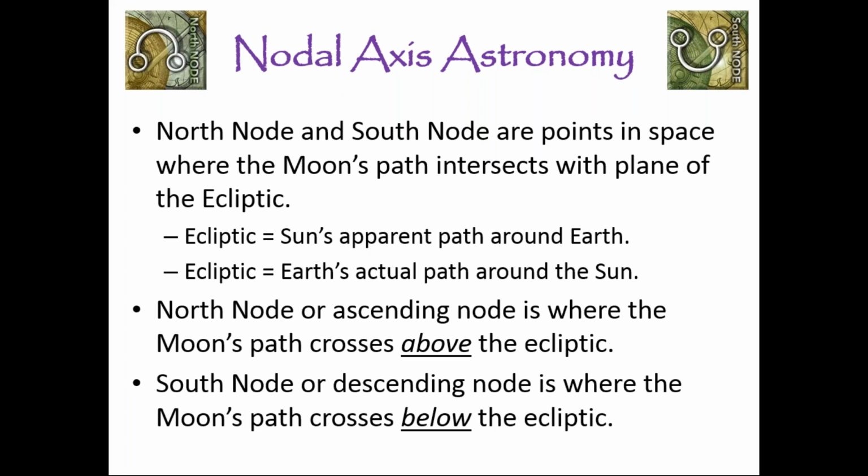So let's look at some nodal axis astronomy. North Node, South Node are points in space where the moon's path intercepts the path of the ecliptic. The ecliptic is the sun's apparent path around the Earth, but in actuality, it's the Earth moving around the sun. North Node is where the moon's path crosses above the ecliptic. Two weeks later, the moon's path crosses below the ecliptic, and that's the South Node.